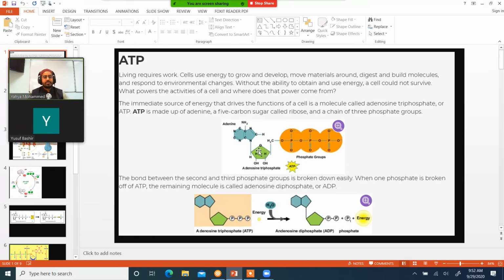Yes, it has a pentagon form, like in DNA or RNA, ribonucleic acid and deoxyribonucleic acid. Is the pentagon shaped ribose a carbohydrate? That is a carbohydrate, a monosaccharide. So that's adenine, then a 5 carbon sugar, and then a chain of 3 phosphate groups. When you break that off, that's what produces a lot of energy for the cell to use.